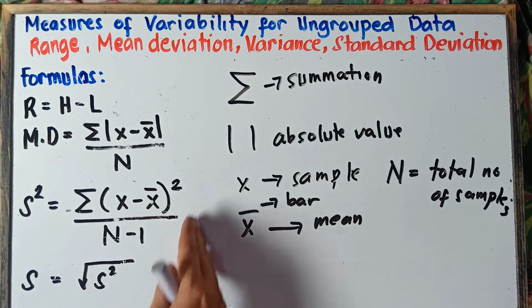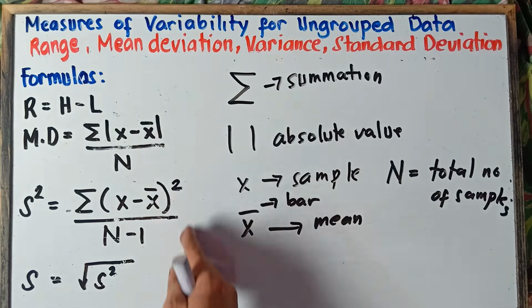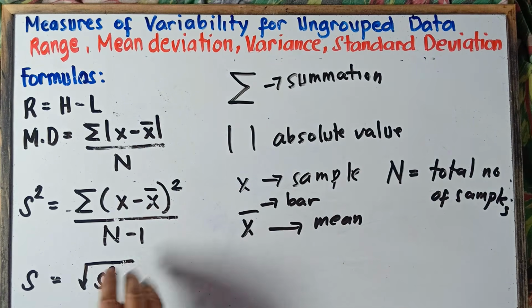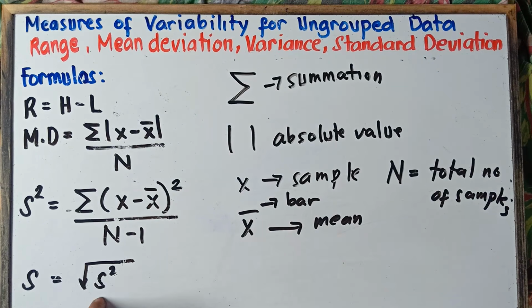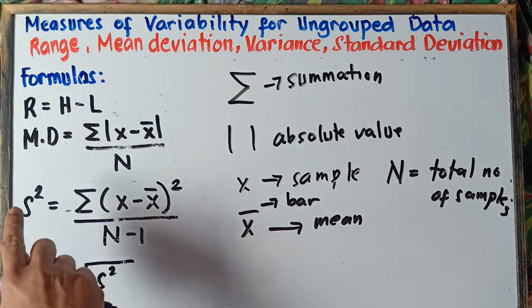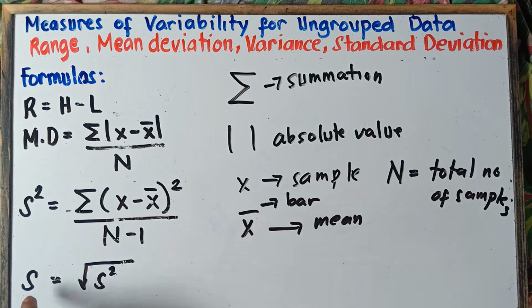Do not be worried about this. We will be answering this step by step. And for the standard deviation, that would be simply getting the square root of the variance. Don't make things complicated. To get the standard deviation, simply get the square root of the variance. Once you have your variance, simply get the square root, and that would be the standard deviation. So let's start with example number 1.